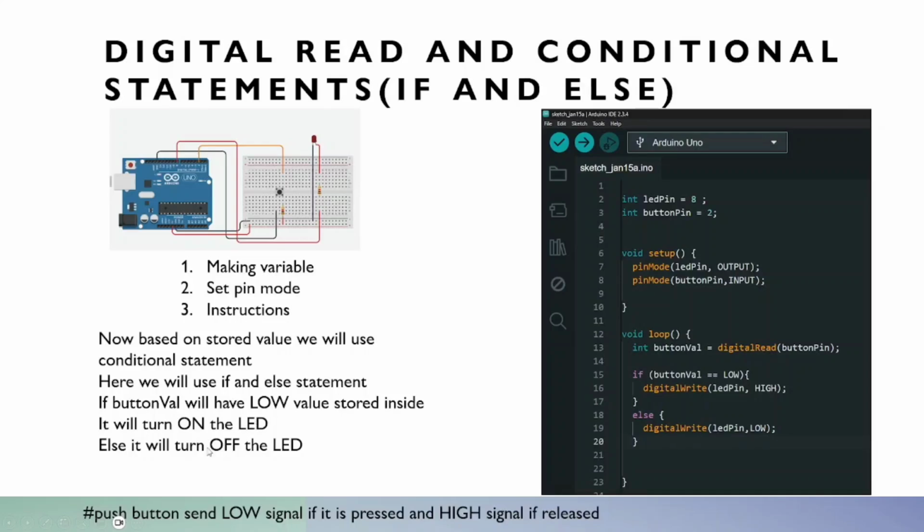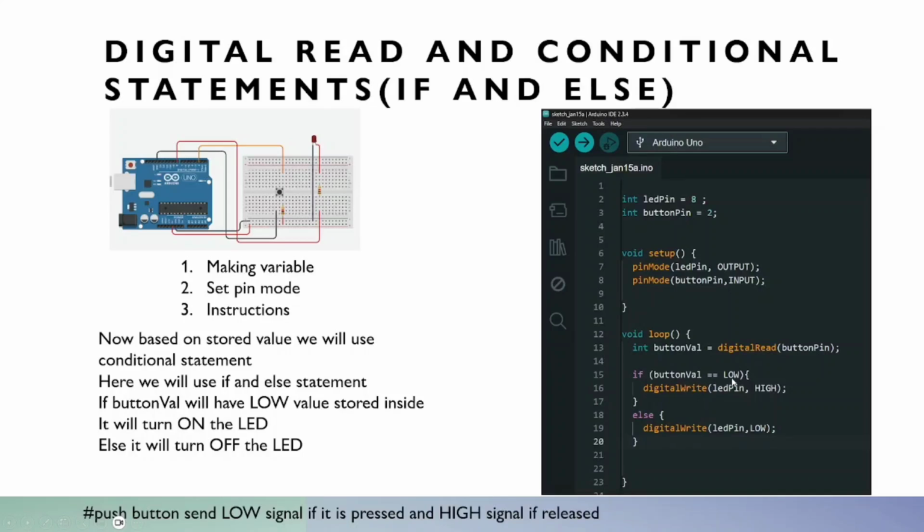One more thing you have to keep in mind is that a push button sends a low signal if it is pressed. So when the button is pressed, it will send a low signal, zero signal. And if it is released, it will send a high signal. So if button val equals 0, that means the button is pressed.